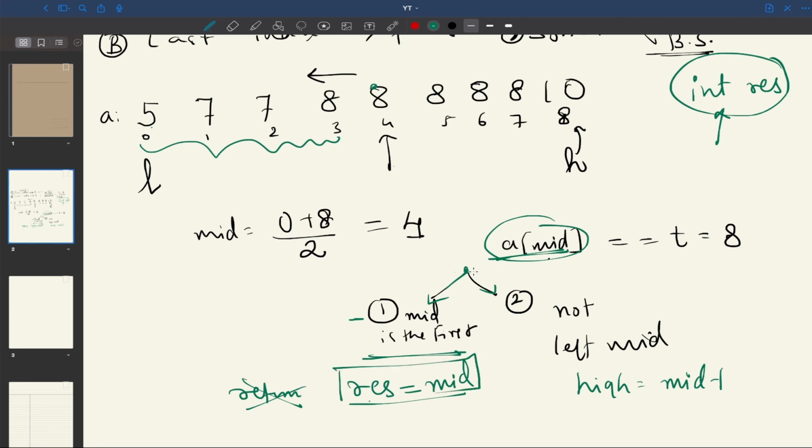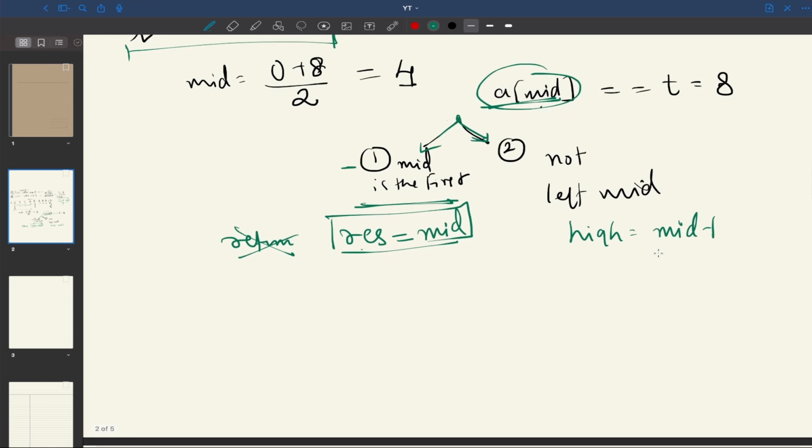And to explore the second possibility, we also have to keep on searching towards the left of 8 just to be sure whether 8 has appeared before this value. If 8 has come up again, then we need that index, right? So that's why we're going to search in this part. And when you search in the left-hand part, your value of high is going to become mid minus 1. I hope you get this, right?